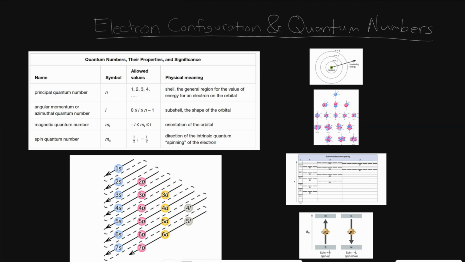In today's video, we're going to discuss electron configuration and quantum numbers. Before I go to the quantum numbers, we're going to start by talking about what the point of electron configuration is, what it represents, and what quantum numbers are supposed to represent.